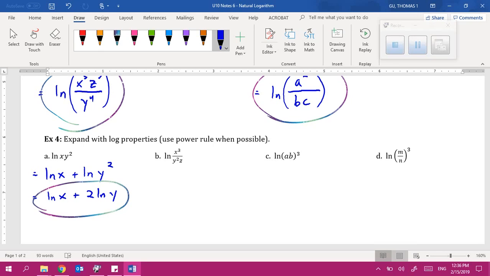All right, next one, B. How would we go about this one? Right, why did you put a minus in front of the y squared and the z, ln? Because they're on the bottom of the fraction. That's right. And we've got one more step here, and what is that to do? Alright, we're moving the exponents in front. So 3 ln of x minus... And there's your answer.